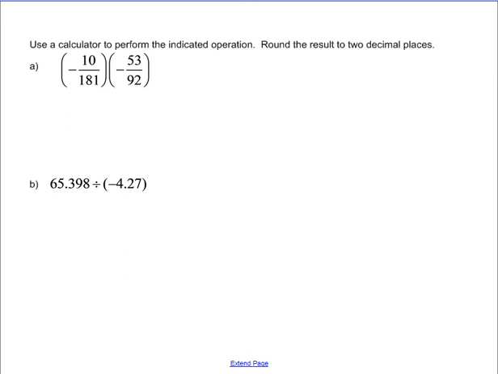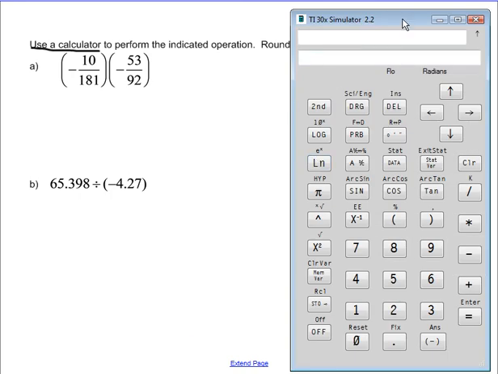Use a calculator to perform the indicated operation. Round the result to 2 decimal places. So here we're going to be multiplying a couple of signed fractions. Down here we'll be dividing with some signed decimal numbers. So let's pull up our calculator because the problem says use a calculator, and work these operations.